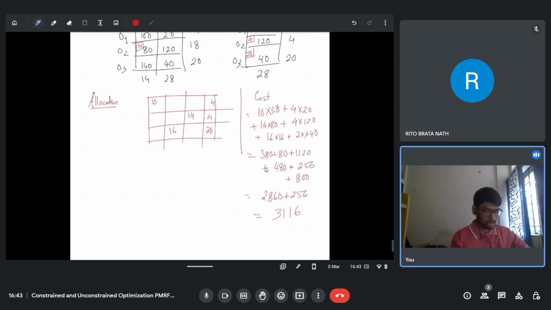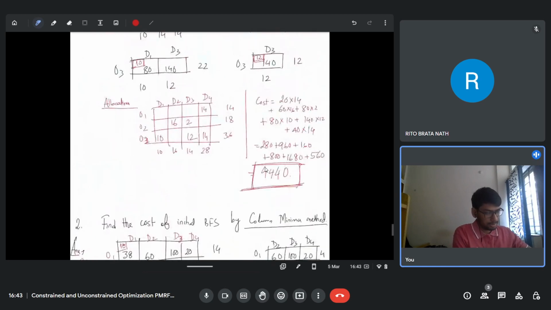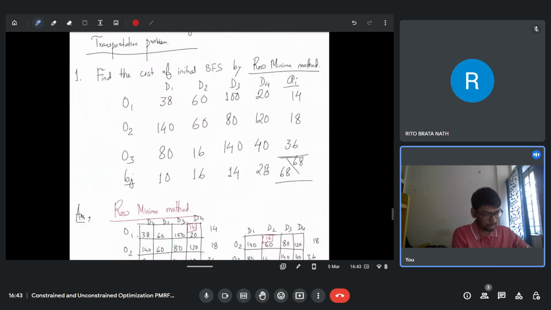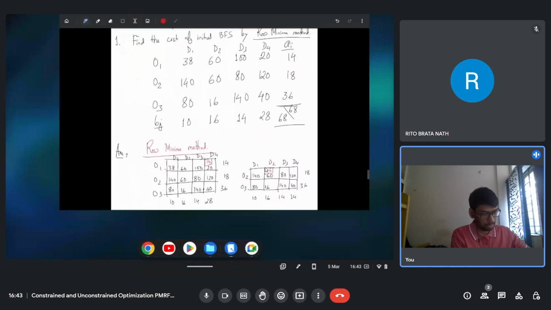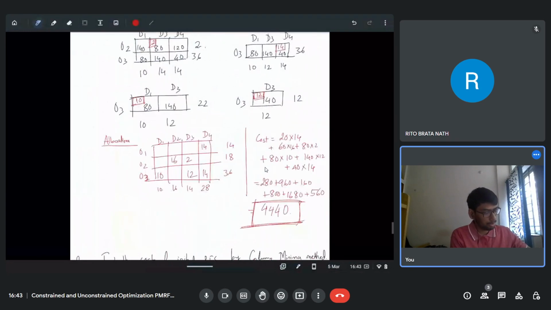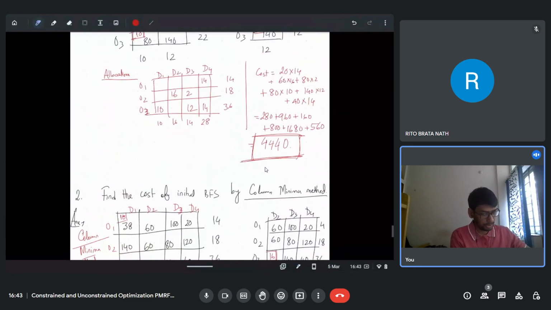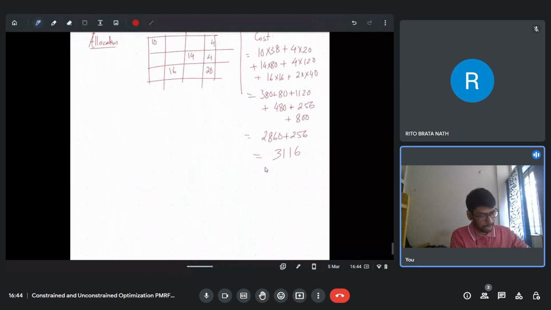So now you can notice by this column minima method, you have allocated, and so you are trying to minimize this in your transportation problem, right? So that means in the row minima, the initial allocation was not at all optimal. It was giving you a cost of 4440, and here you are getting somewhat better, 3116. But it might happen that this is also not the optimal one.